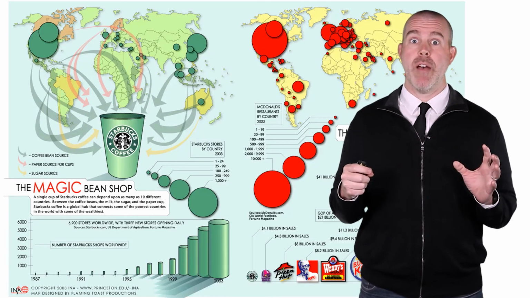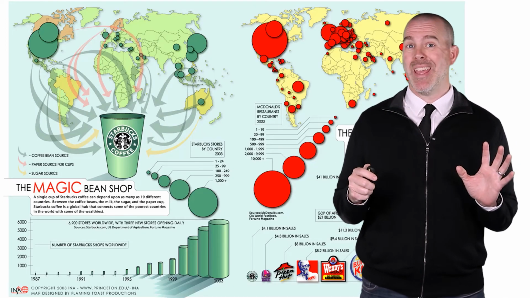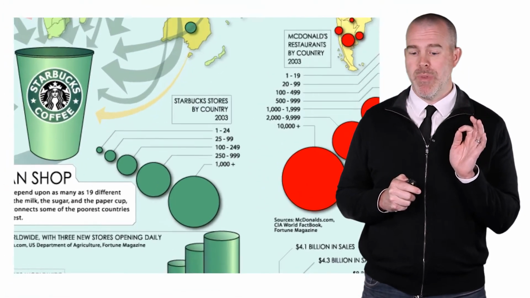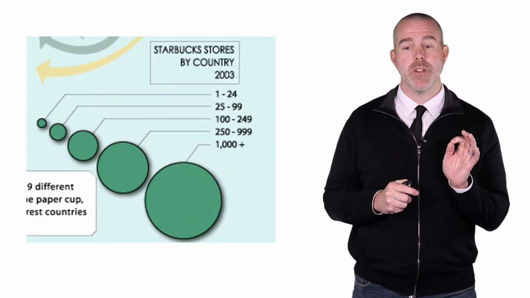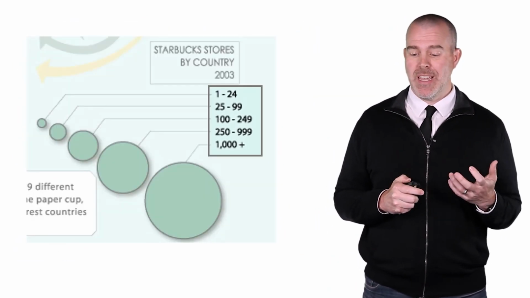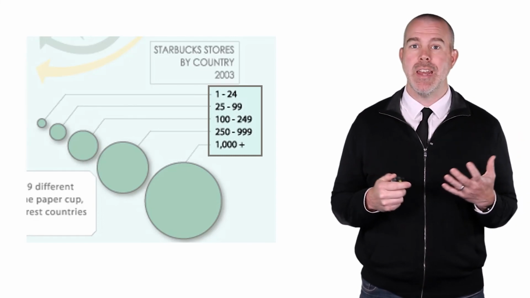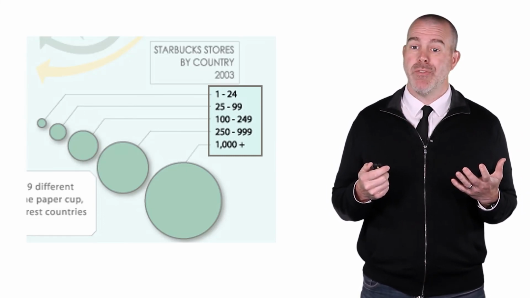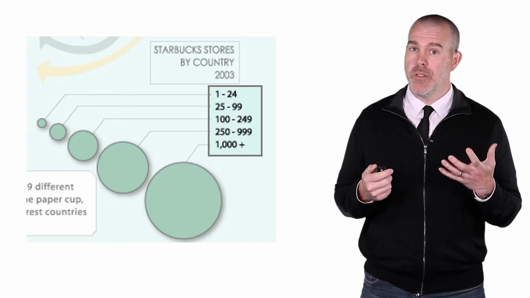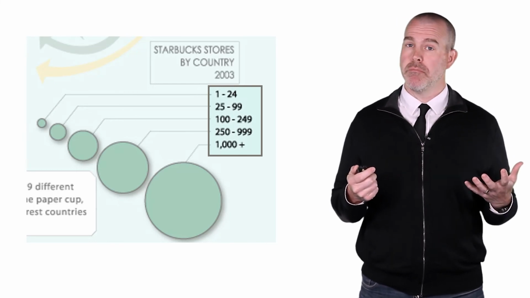All right, here's an infographic with a lot going on, but again, circles. I'm going to zoom in on the Starbucks here, number of stores by country, and we can see here, we look at these scales, there's a huge scale, 1 to 24, 25 to 99. You might be better off just making the circle proportional to the number.